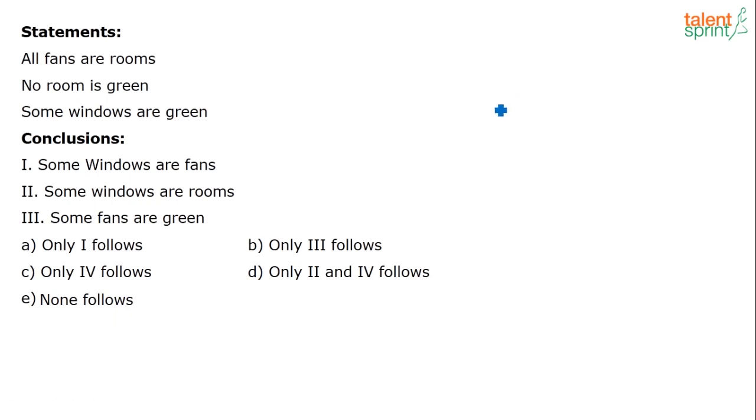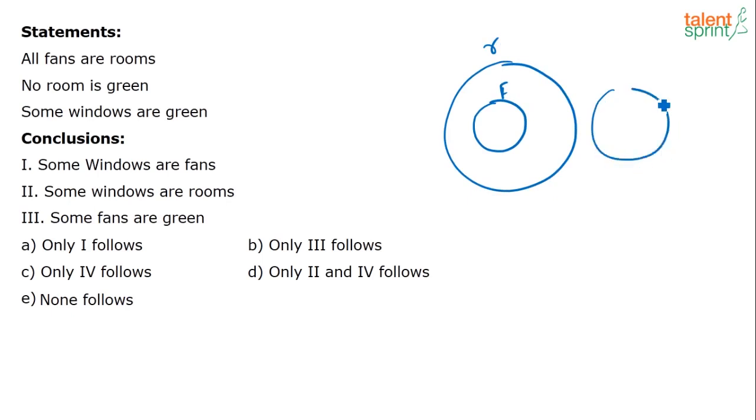All fans are rooms. No room is green. Some windows are green. Some windows are fans. Can be or cannot be, correct? So can you definitely say that some windows are fans? First conclusion is some windows are fans. See, some windows can be fans, because the windows set, you can draw it like this also, but again it's not a definite conclusion. It can be, cannot be. In the basic diagram it's not coming, right? So this conclusion is not true because it is not definite.